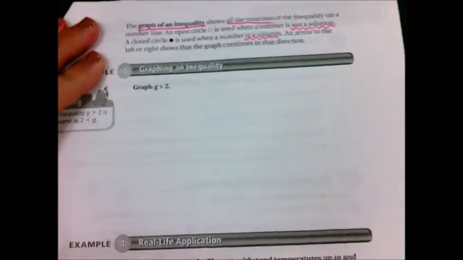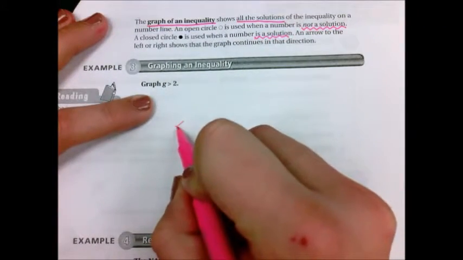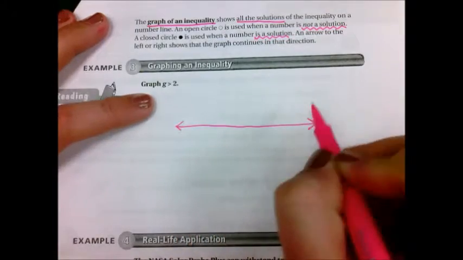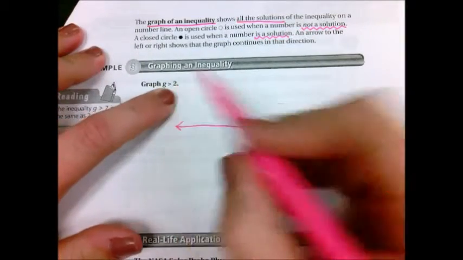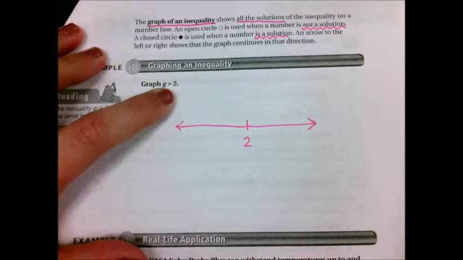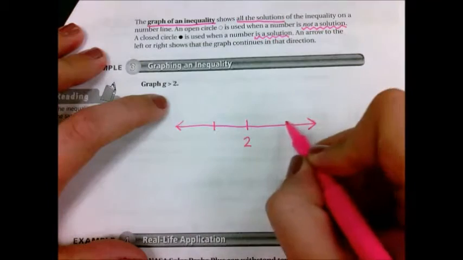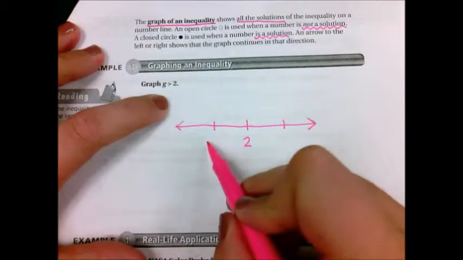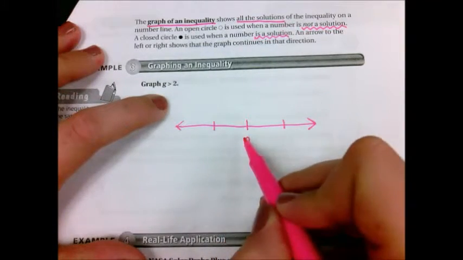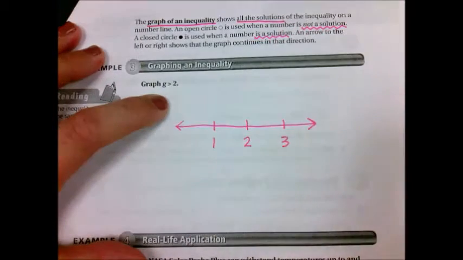So, when I want to graph g is greater than 2, we draw a number line and put whatever number they're giving us right in the middle. So I'll put the number 2 right in the middle of the number line. Then I'm going to pick the numbers on either side. Usually we'll just do 1 away or 2 away. So what number is 1 smaller than 2? That'd be 1. 1 bigger than 2 would be 3. So 1, 2, and 3.